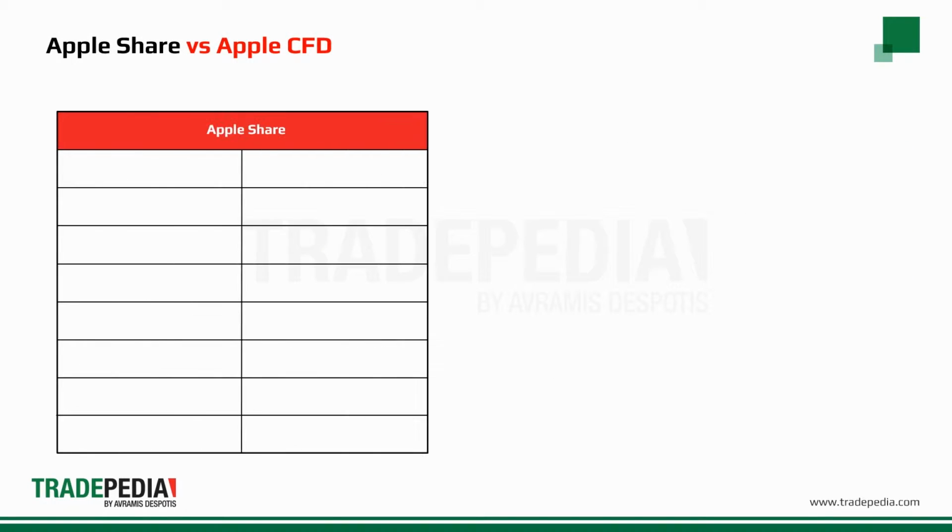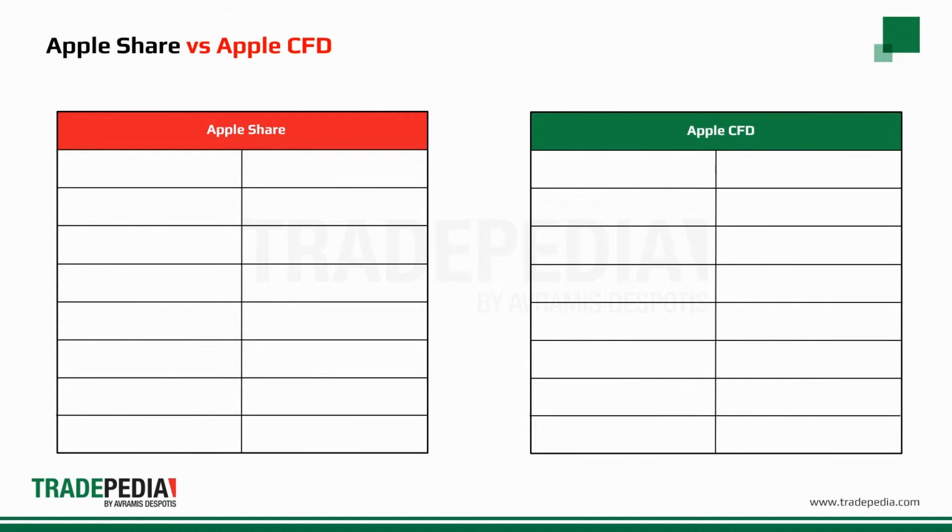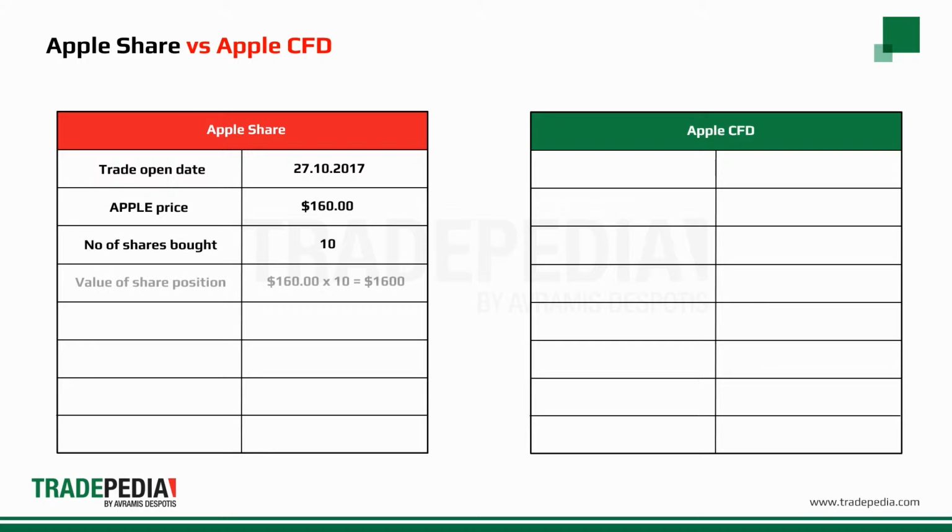Comparing Apple share and Apple CFD. Starting with the Apple share, we bought on the 27th of October 10 Apple shares at the New York Stock Exchange at $160. The value of our position equals 10 times 160 equals $1,600. With a minimum commission rate of $15 per transaction, we would be charged $15. Other fees equal $5.